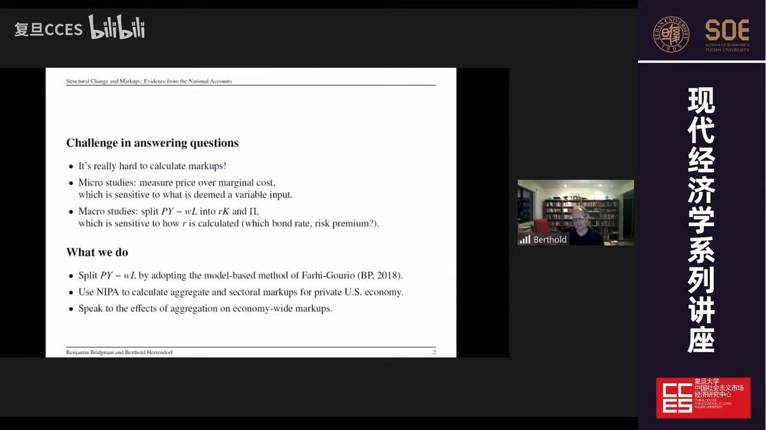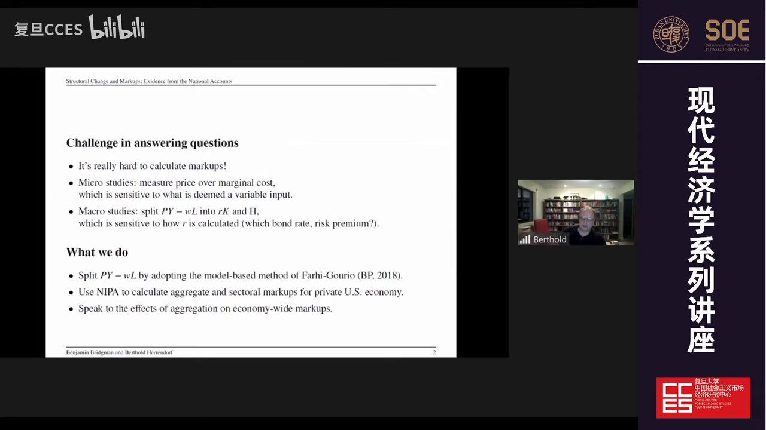In particular, what we do is we split the pi y minus WL, meaning the residual after labor is paid, by adopting a method that's model-based, and it's due to a Brookings paper by Farhi and Gourio in 2018. Now, if you don't know that paper, don't worry, I'll explain it. If you know that paper and don't understand it, don't worry either, because it's almost impossible to understand. I was happy there was a lockdown, so it took me forever to understand it. I'll explain the essence of it and how to use it in this context later. So no prerequisite knowledge here.